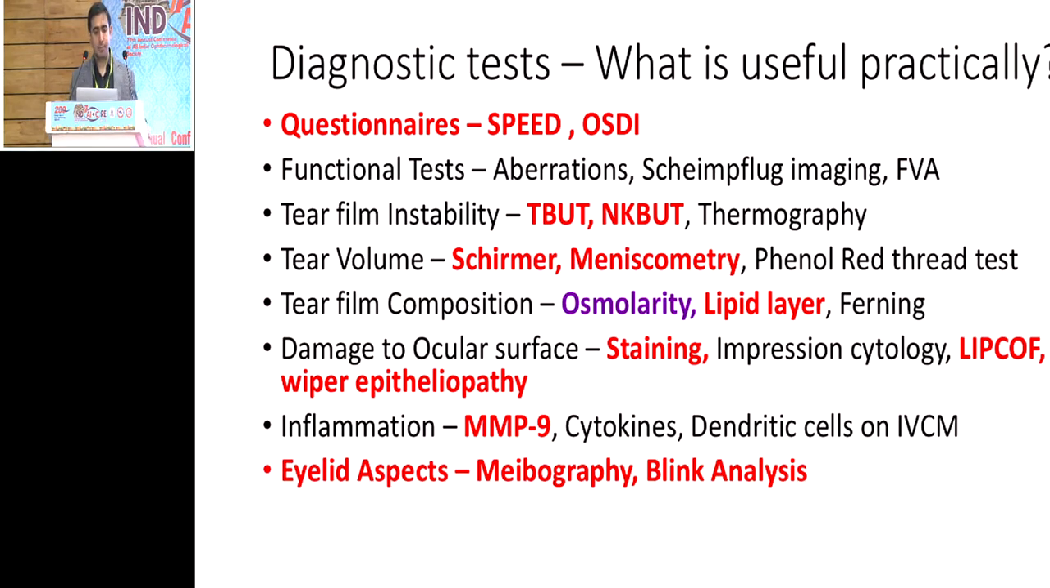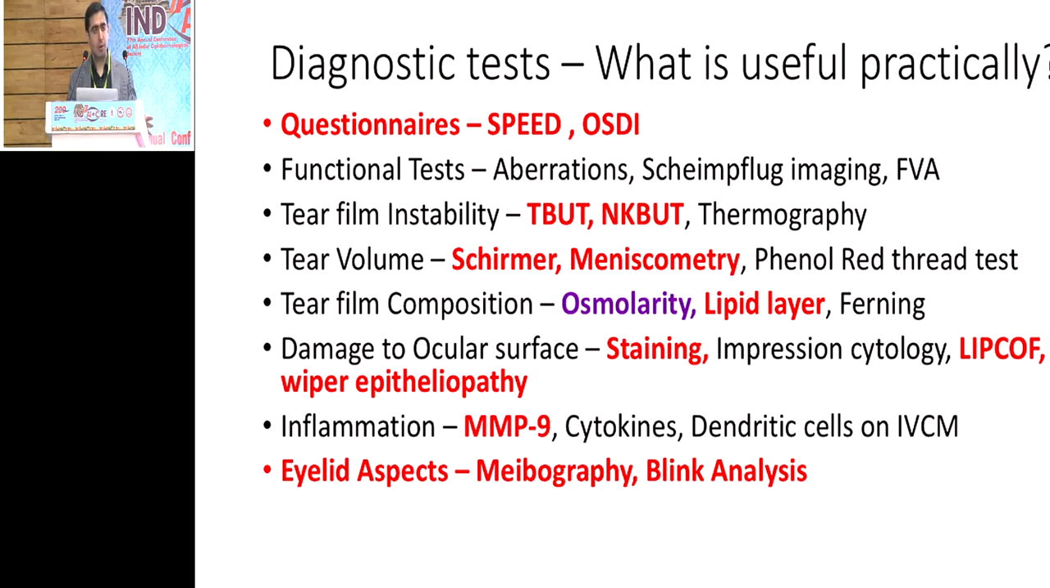So coming back to that first slide that I showed you, what is practically useful? Yes, questionnaires, you can give them to your patient. Either the SPEED or the OSDI I found work equally well. TBUT is something that you have to do. If you have a non-contact TBUT, definitely worth doing it as well. Schirmer's is useful. Meniscometry will also be given by any of these devices, so it's another thing which adds value to your diagnosis. Osmolarity I've kept in purple because I've had a little bit of a mixed relationship, so to speak, with it, because my results have never been very consistent and I can't really make up my mind about it. Lipid layer is something that does help you in your diagnosis as well.